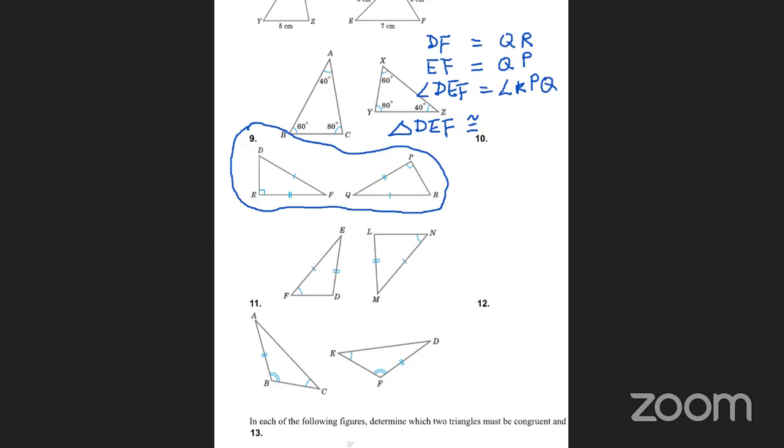In some cases, for example, if I know that the three sides for both triangles are equal, then these two triangles must be congruent. Then in this case, for number 10, the pair of triangles we are looking at here, we find that it is a right angle triangle. And then we know that the hypotenuse, the side opposite to the right angle, these two lengths are equal. And then one more pair of sides are equal.